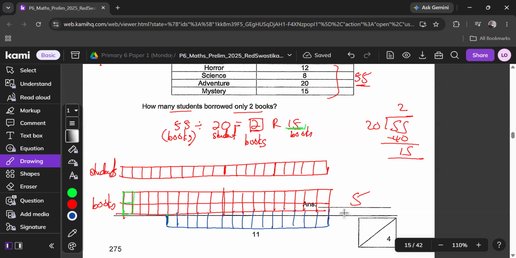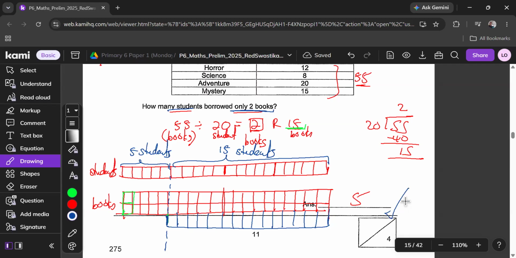Okay. Now, can you see how many students read three books and how many students read two books? So how many students read three books? You look. This is how many students? These are 15 students who read three books. And these are the 5 students who read two books. So how many students borrowed two books? Isn't that 5 students? 5 students borrowed two books.